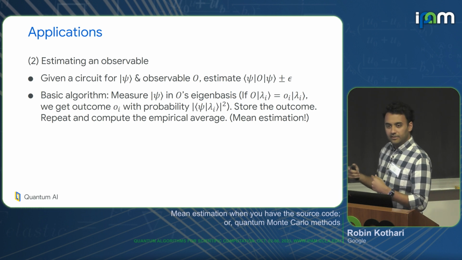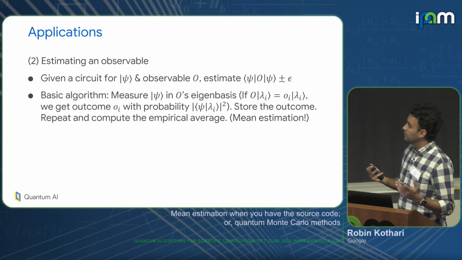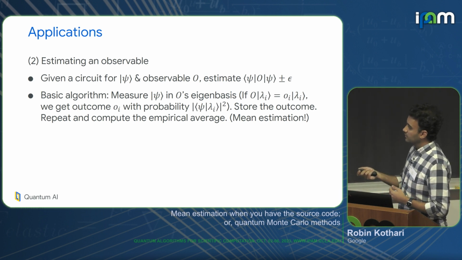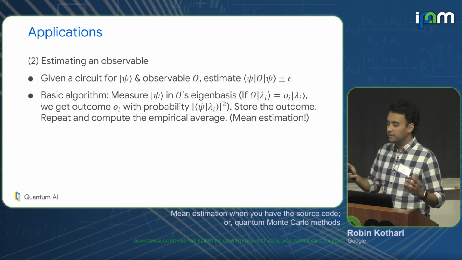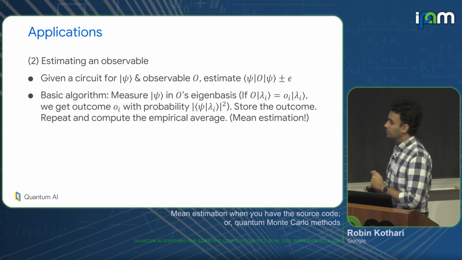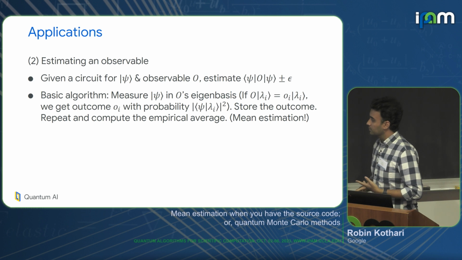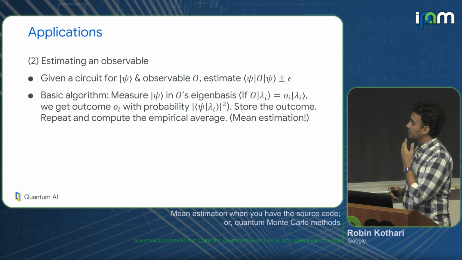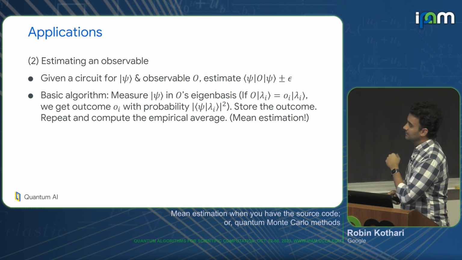And what do you want to do? You want to compute the average value, right? That's the expected value of an observable. So what do you do? You store the outcome and you repeat this algorithm a bunch of times and you compute the empirical average. This is just mean estimation. So if you compute the observable on a quantum state, that's literally the mean estimation problem. And you can do it like this.